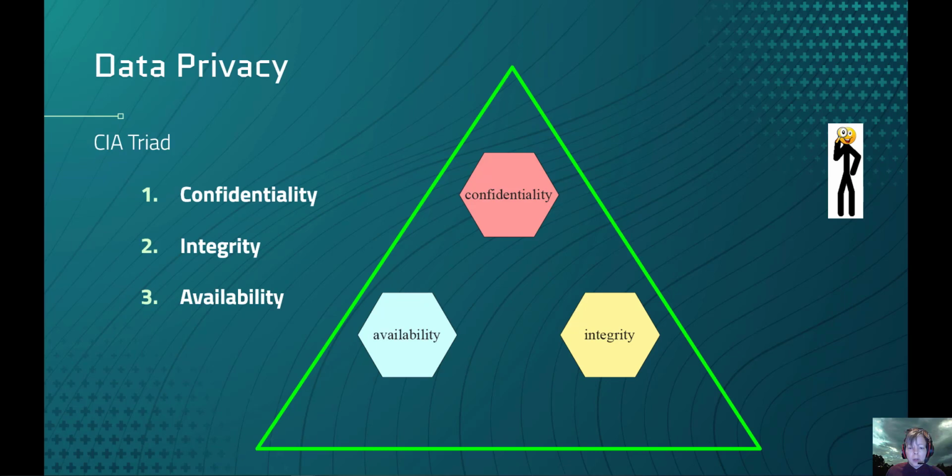Availability is ensuring that authorized users have timely, reliable access to resources when they are needed. Networks, systems, and applications all must be up and running. Many things can jeopardize availability, including hardware or software failure, power failure, natural disaster, human error, or denial of service attack.